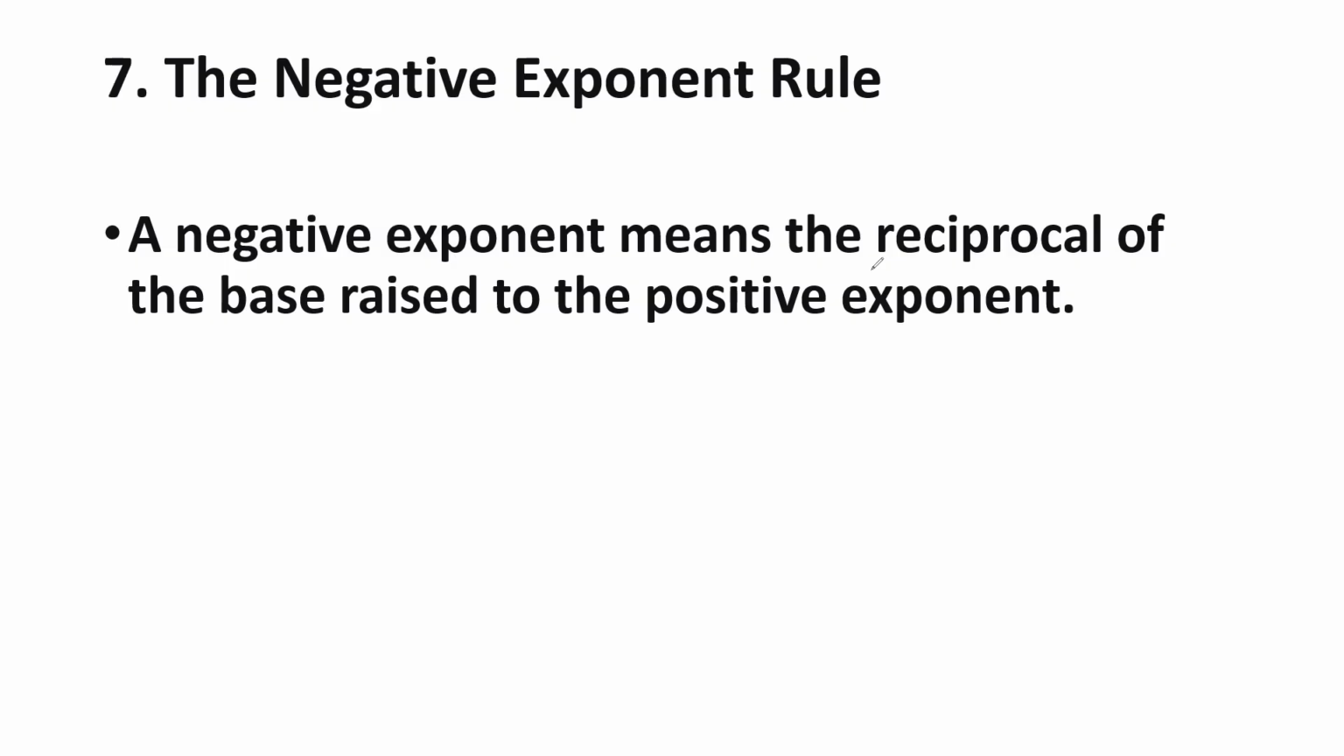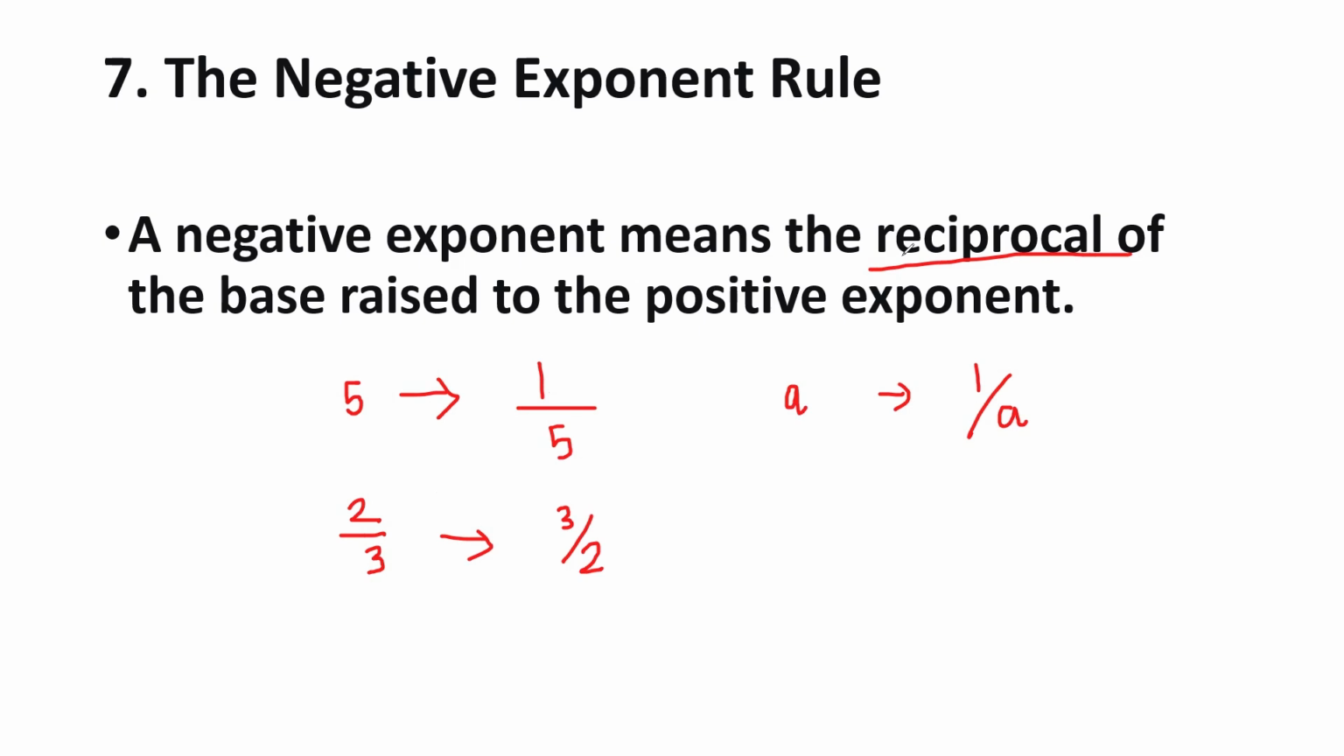So let's see what a reciprocal is. A reciprocal is 1 divided by the number. For example, let's say 5. How do you write 5 as the reciprocal? 1 divided by the particular number. As I said earlier, a means 1 divided by a. Let's say 2 over 3. How do you write the reciprocal? That is 3 over 2. So that's how you write the reciprocal.